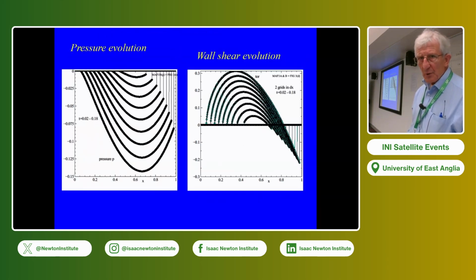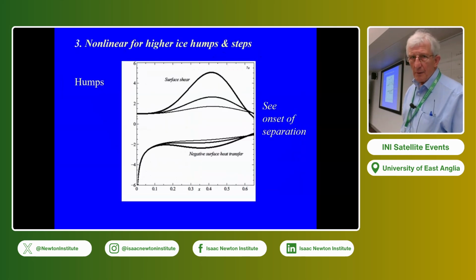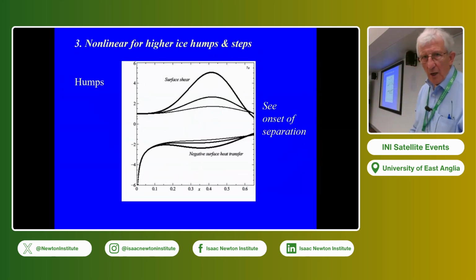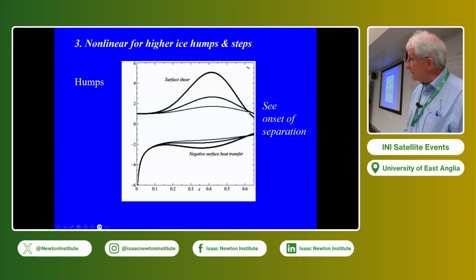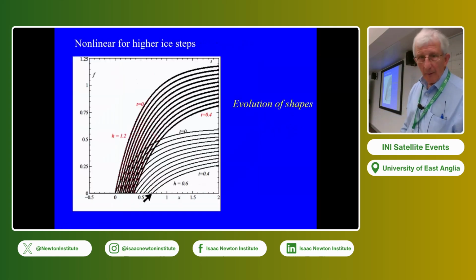The pressure correspondingly and the wall shear evolve as shown here. As the ice melts, all these variations tend to 0. For higher ice humps, so now we're thinking of the ice being so large it's poking out of the viscous or diffusive layer, numerically, you find that we see the onset of flow separation over the leeward side of the ice.